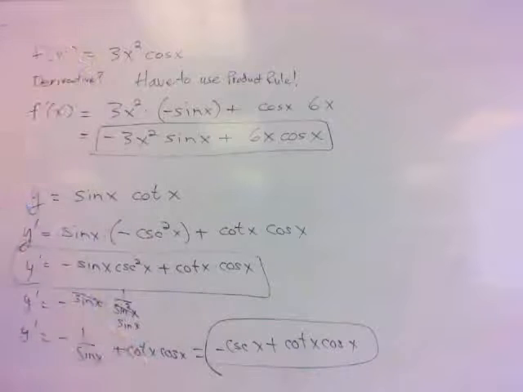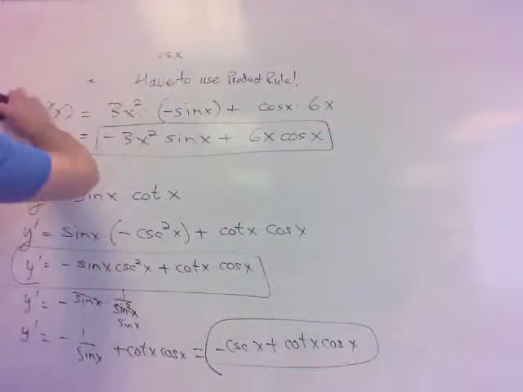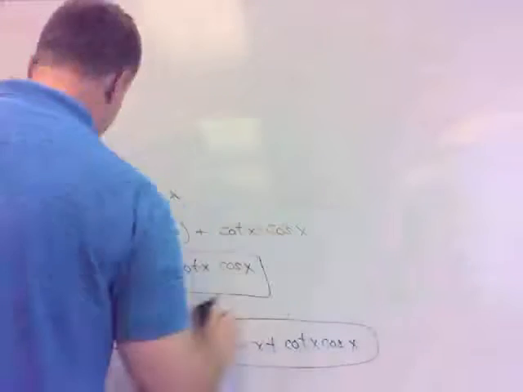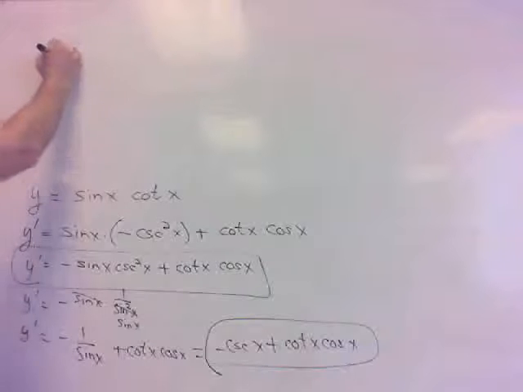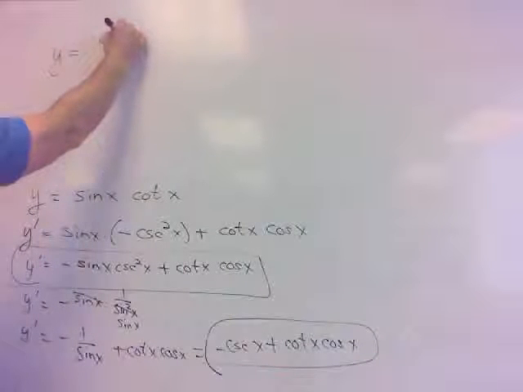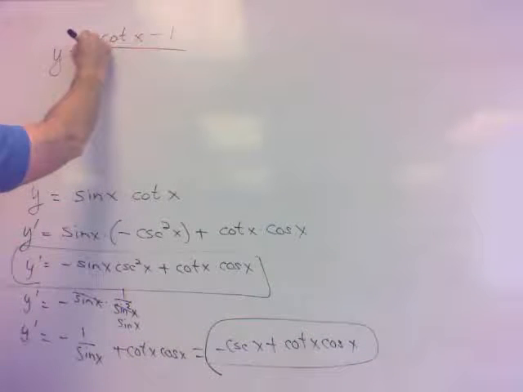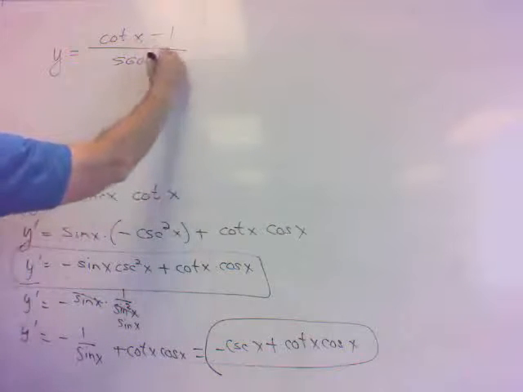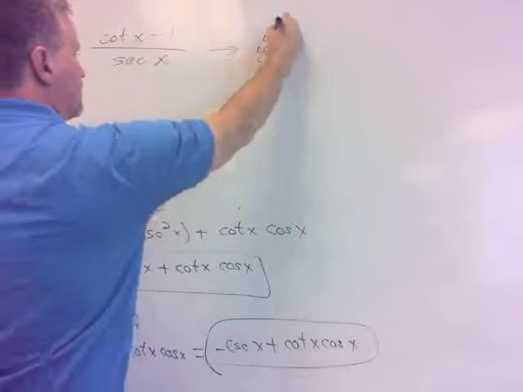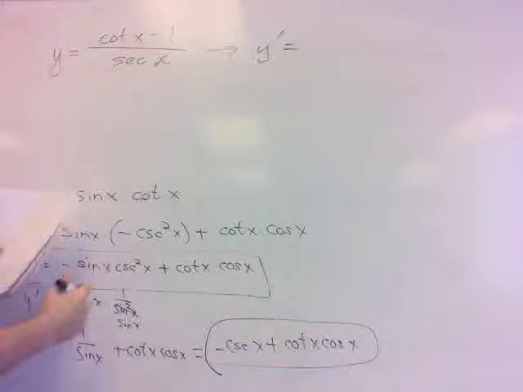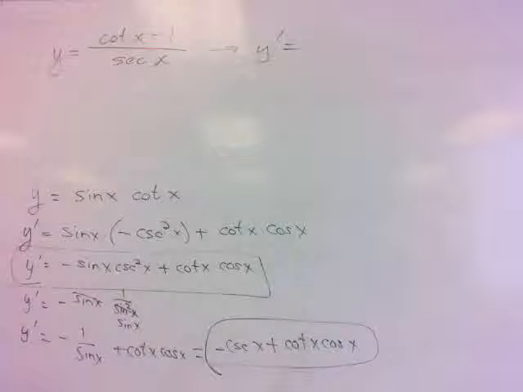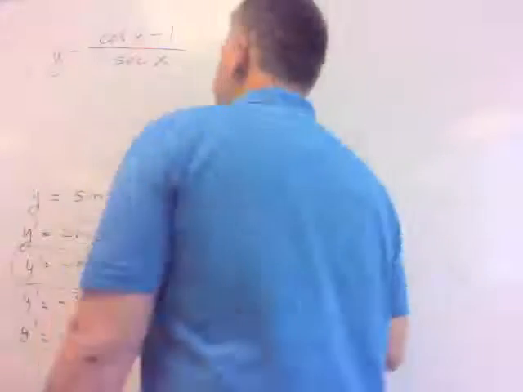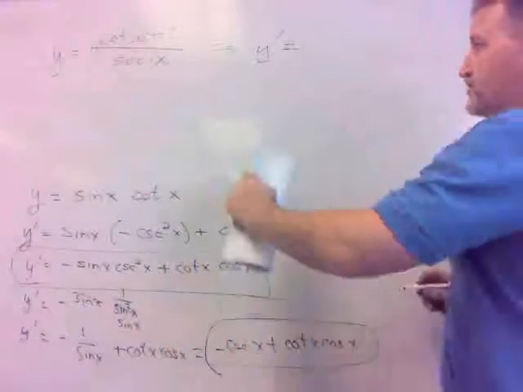All right, well, here's another one. What about the derivative of y equals cotangent x minus 1 over secant x? What do I got to use there? Quotient rule, yeah. This was a little easy to remember. Obviously, we do have a fraction, so quotient. Got to use the quotient rule.